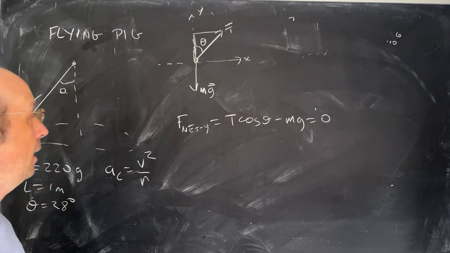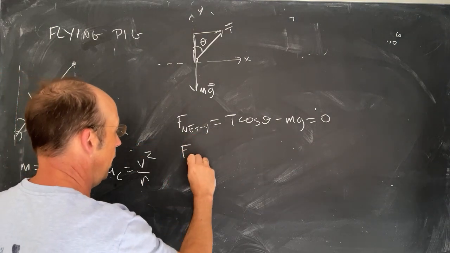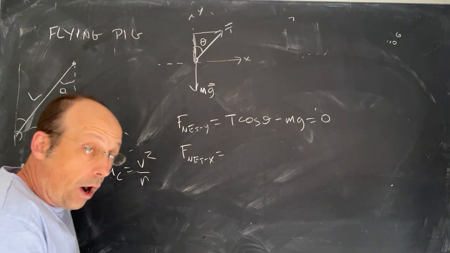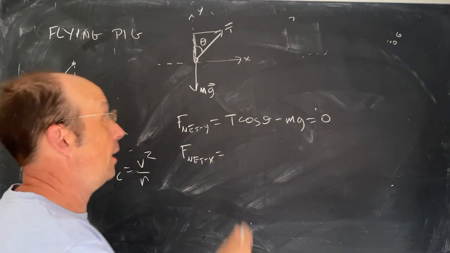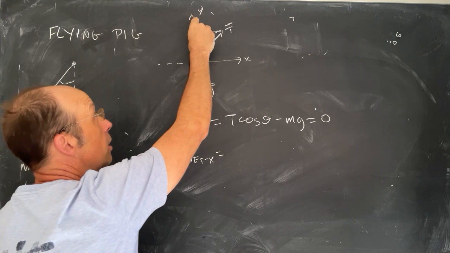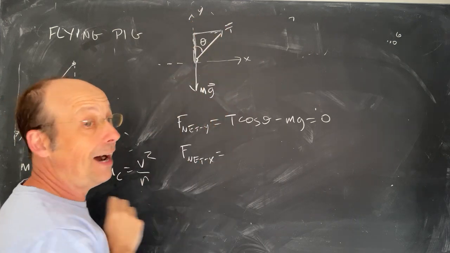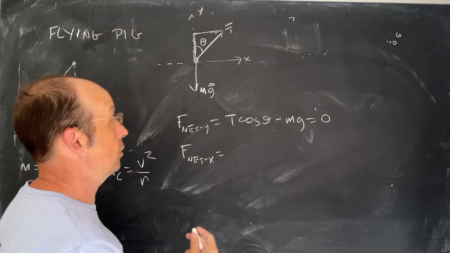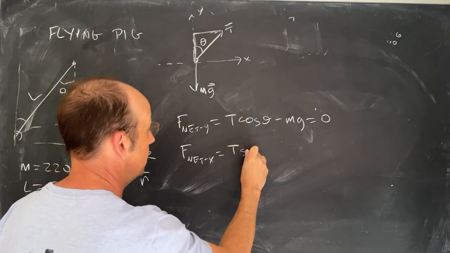Okay. Now let's do the x direction. F net in the x direction. There's only one force that is exerted in the x direction, and that's the component of tension. And up here you see it's the opposite side of that right triangle, so we would use the sine function to find that. This is going to be T sine theta.